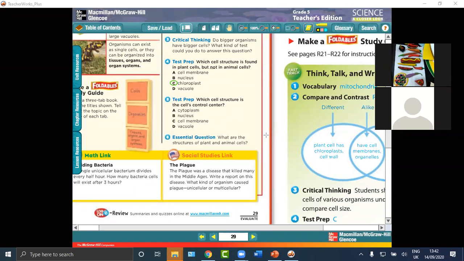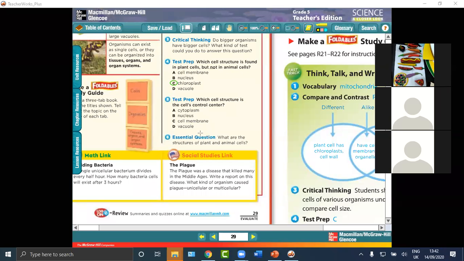Mahmoud Saif, I will answer number 5. Which cell structure is the cell's control center? The nucleus. Yes, nucleus. Mr. Mahmoud Saif will answer, not Al-Hassan. Okay, don't worry.